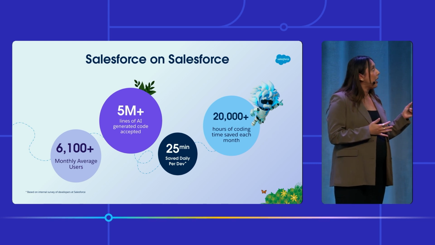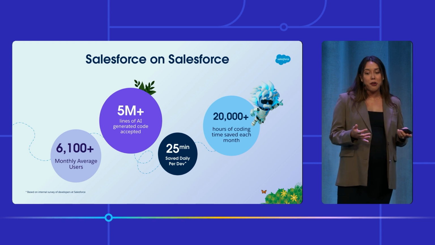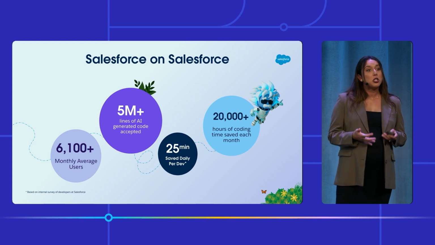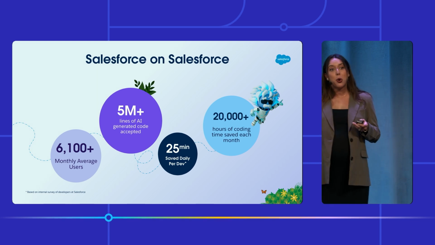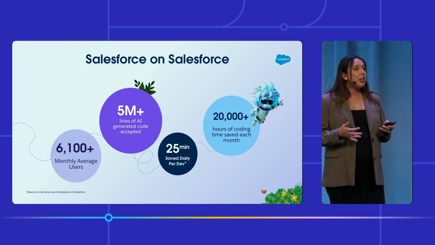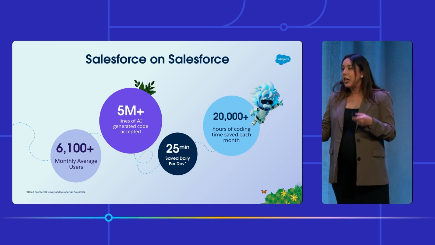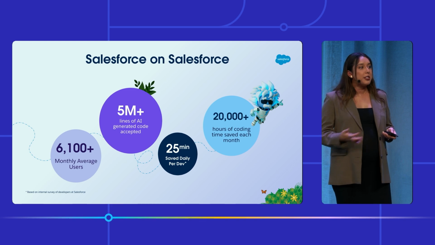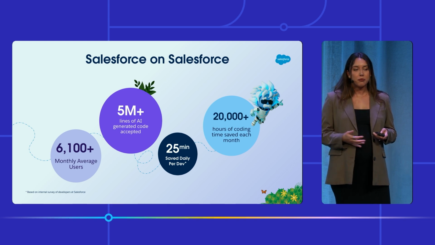5 million plus lines of generated code has been accepted so far, and that's saved our developers 20,000 plus hours of coding time each month. So we're not just generating code, but we're generating usable, trusted solutions that accelerate innovation.